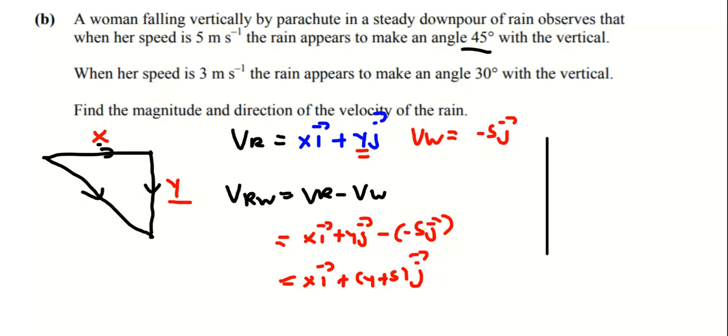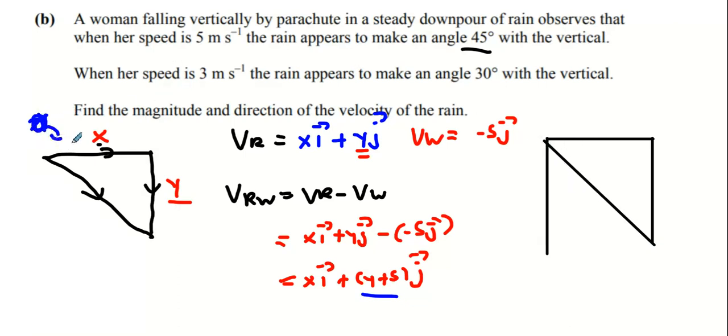Now we know that's going downwards more than likely, so the y value is going to be bigger than 5, okay? So it's going to look something like this. Here's the rain, this is the rain relative to the woman now. It's not the same diagram as this one over here, okay? The x component stays the same because it's not affected by the parachute going up and down, descending directly down. However, the vertical component is y plus 5.